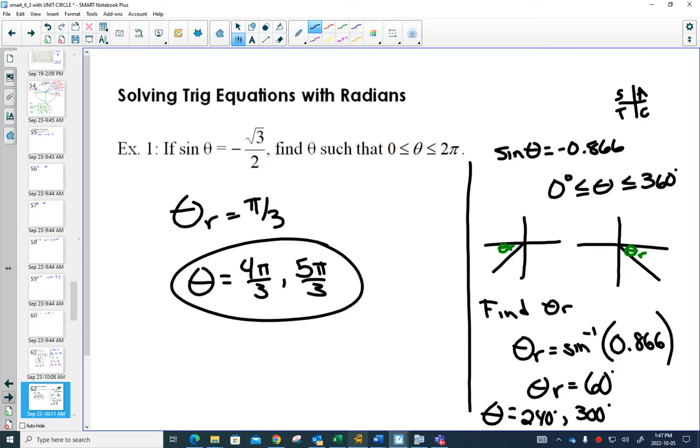So you can find the reference angle, which you used to have to use your calculator for. If you can recognize the value as a value on your pi plate, you get your reference angle right away. Then you just need to know what quadrants it's in to solve the rest.